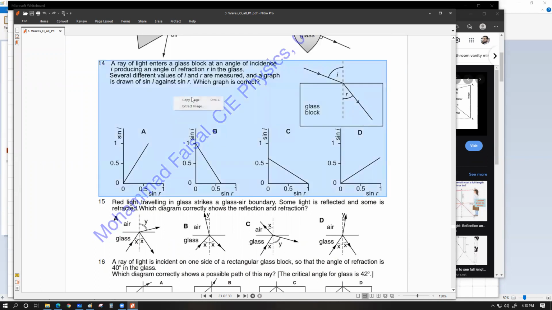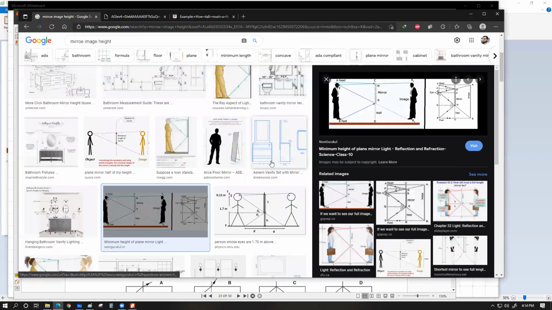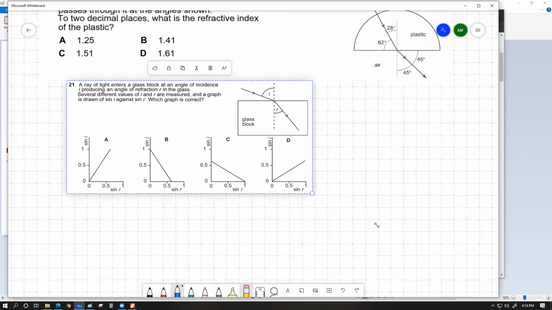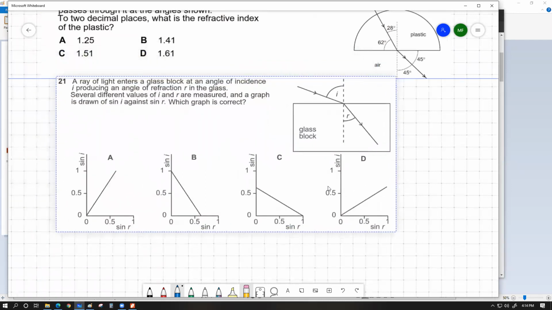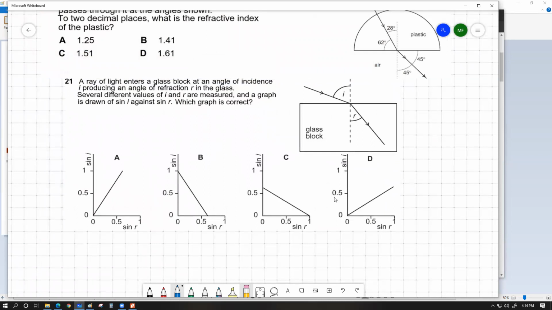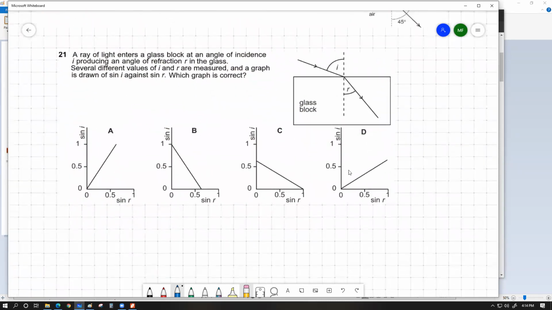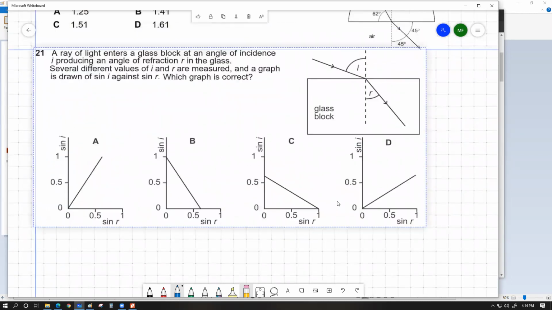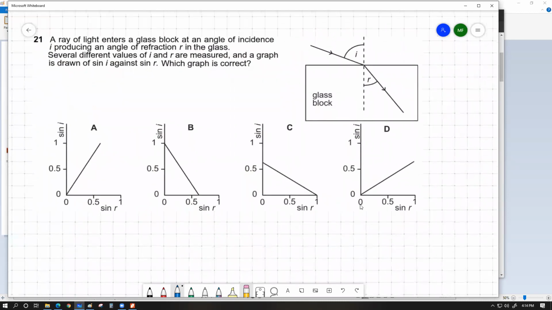আচ্ছা, আমি নাম্বার 14টা একটু ডিটেইলস আলাপ করি যাতে তোমরা জিনিসটা বুঝো। এই কোশ্চেনটা অনেকবার রিপিট হয়েছে, সো I recommend that you pay close attention. Have a look. The question says a ray of light enters a glass block at an angle of incidence I, producing an angle of refraction R in the glass. Several different values of I and R are measured, and a graph is drawn of sin I versus sin R. Which graph is correct?